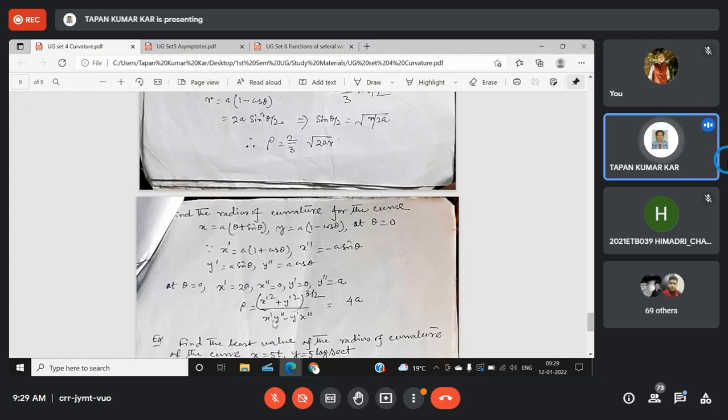This is the formula. From the given equation of the curve in parametric form, x dash, x double dash, y dash, y double dash are all very easy to evaluate. Then substitute in the formula. You can substitute theta equal to 0 in x prime, y prime, x double prime, y double prime, in any way that you feel convenient. So finally you will get rho equal to 4. So this is the radius of curvature in parametric form.